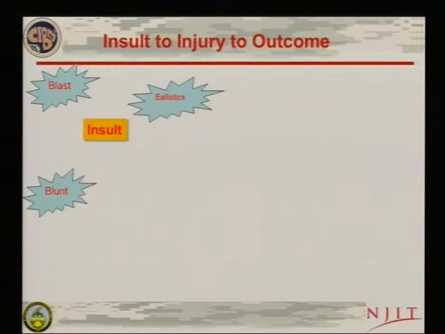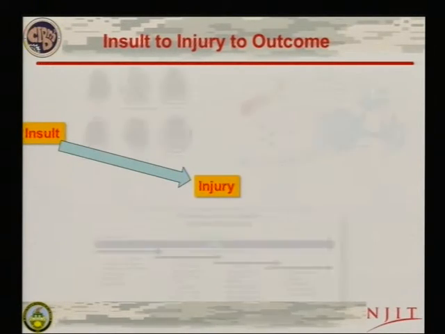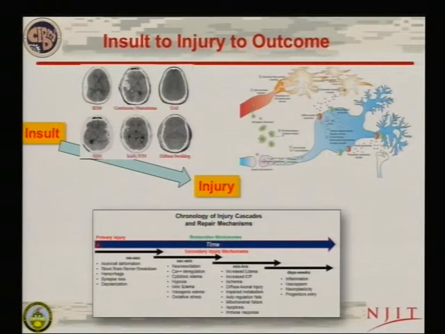Insult is a mechanical force that causes and initiates the injury. This insult itself can be in terms of blast, or in terms of penetrations, or in terms of the blood. So that insult really causes the injury. The injury can now be observed, for example EDH, DAI, ACH, all of the observations through CT, MRI, and others.